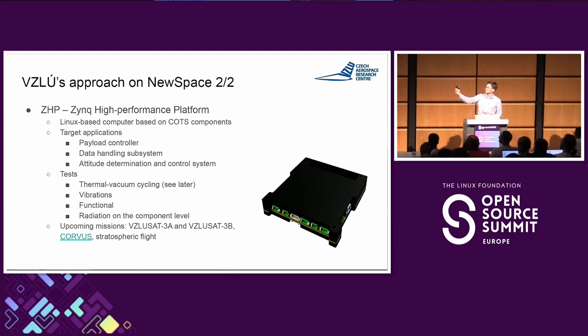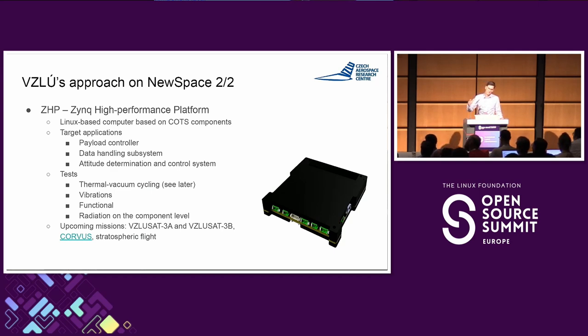It looks like this. It's CubeSat form factor, 10 by 10 centimeters, and it's based on pre-selected commercial off-the-shelf components. What about target applications? It can be a payload controller, because it has plenty of power, and on Linux it's easy to run Python, any algorithms, OpenCV, etc., which is a real benefit for the scientists. It can also be the data handling subsystem, because we have the ability to connect an SSD on the bottom side, so we have plenty of gigabytes of memory, which is also nice.